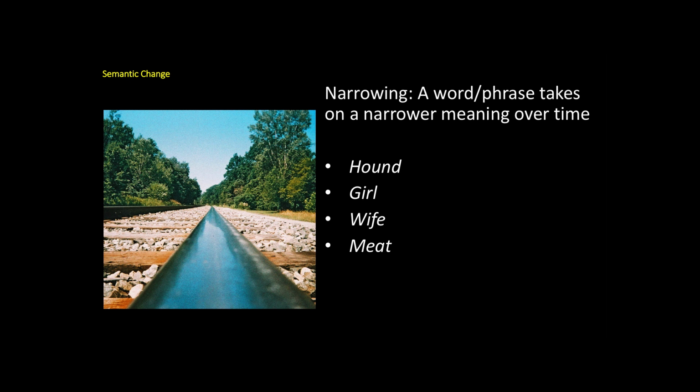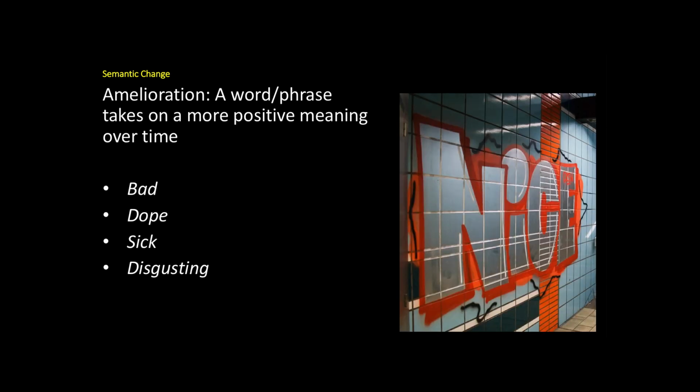In older versions of English, girl used to refer to any young person, but now it means a young female specifically. In Old English, wife used to mean any woman, but now it means a married woman, though its earlier meaning is retained in the modern English word midwife. In Old English, meat used to refer to any food, but now, of course, it means only flesh that can be eaten. Next, we have amelioration, which involves a word taking on a more positive meaning over time.